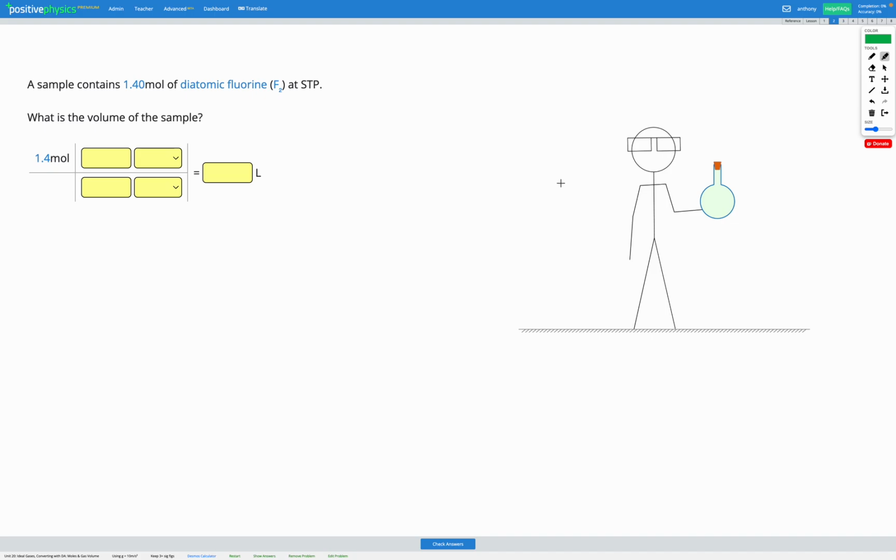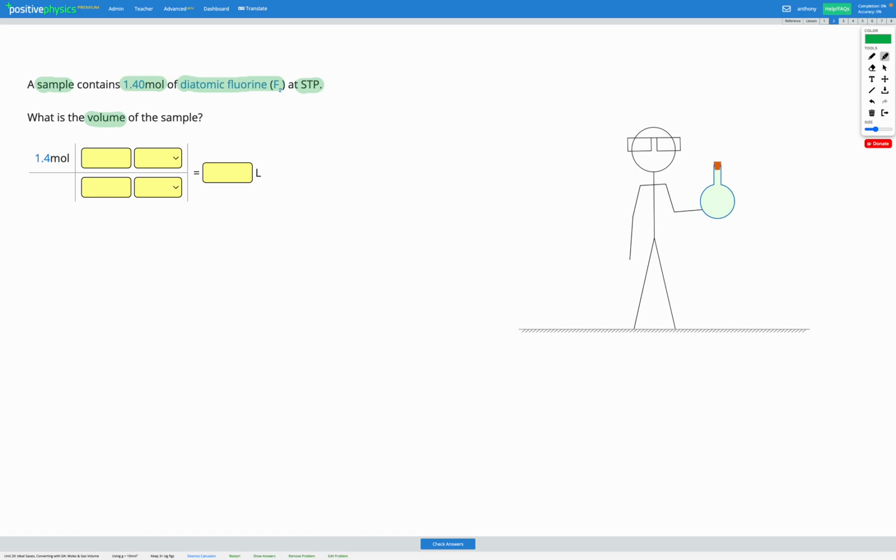In this question, we have a sample that contains 1.4 moles of diatomic fluorine gas at STP. That means standard temperature and pressure. Our goal is to find the volume of this sample of gas under those conditions.